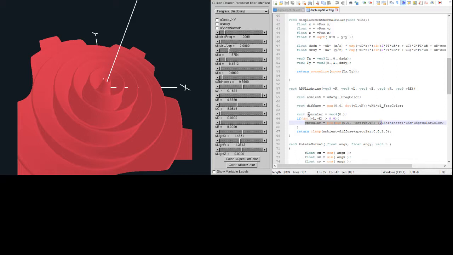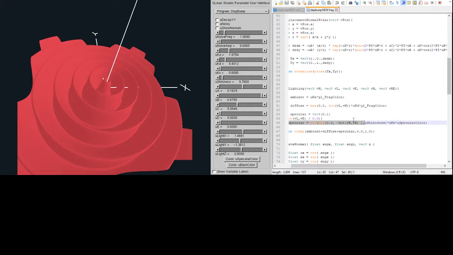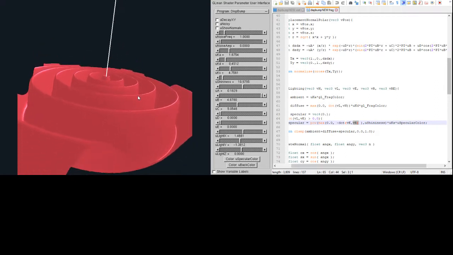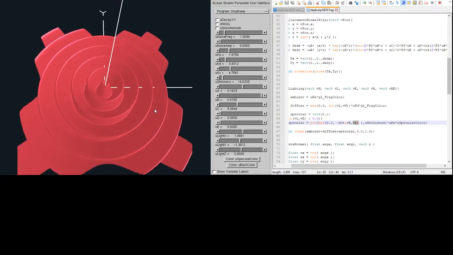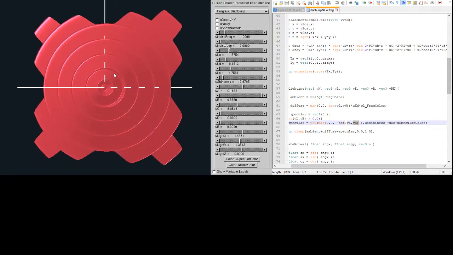And then here I compute the specular component. If the angle between the point to the light and the point to the eye is greater than 0, then the specular is going to be the inner product of the point to the eye and the angle of reflection. That's what this VR is called, the angle of reflection. I'll show you in practice what it does. If I turn up the shininess here and make it look shiny, you can tell as I come down here, this white outline is getting longer and longer.